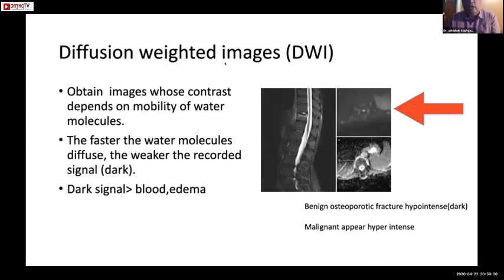A few other images which are now commonly available are the diffusion weighted images. These images are basically dependent on water mobility. The faster the water molecule diffuses, the weaker is the signal which is recorded. So a dark signal would signify blood and edema. This is used when we have confusion between a benign osteoporotic fracture and a malignant osteoporotic fracture. A benign osteoporotic fracture would usually have a dark appearance.